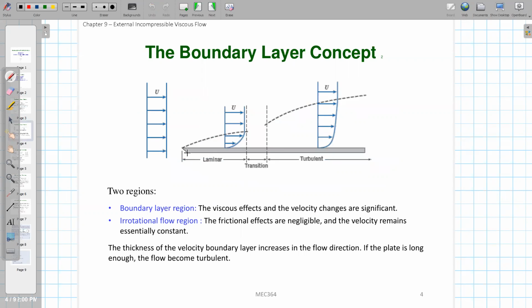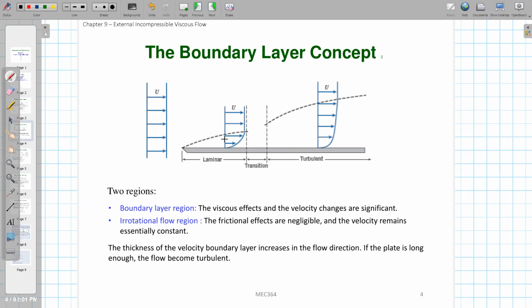Okay, so this is the flow over a flat plate. Assume that this is the tip on the left-hand side, and let's assume that a uniform flow is approaching this flat plate. So what will happen? You will see that the boundary layer will try to develop at this tip, and with this flow going on, this boundary layer will become thicker.